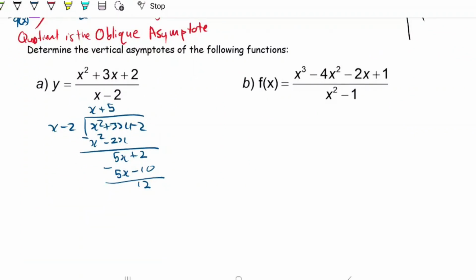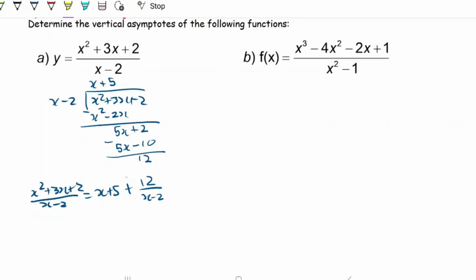So what that means is that the function that we have there, x squared plus 3x plus 2 over x minus 2, can be written as x plus 5, in this case, plus 12 over the same denominator, x minus 2. So now what we are trying to emphasize is that this part over here, the quotient of this, is our oblique asymptote. So we can say that the oblique asymptote is given by the equation y equals x plus 5. And now we'll show you this in a diagram once we deal with the second question.